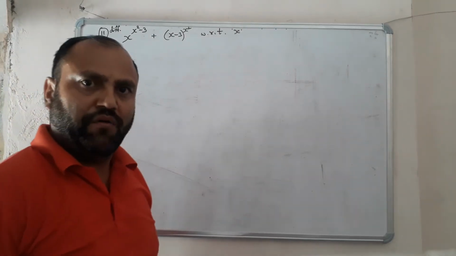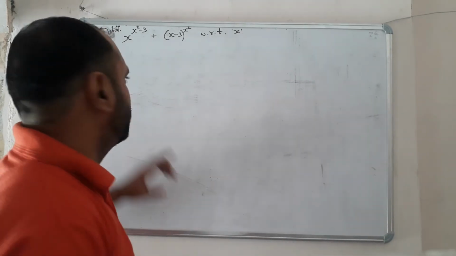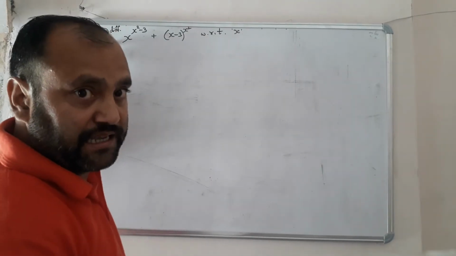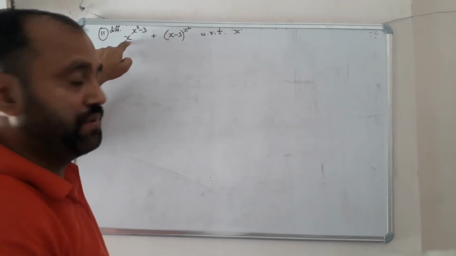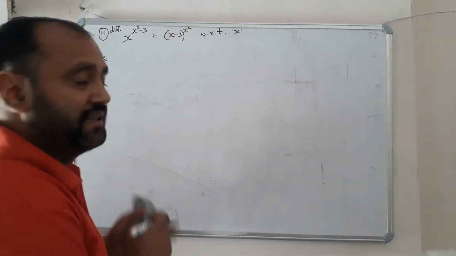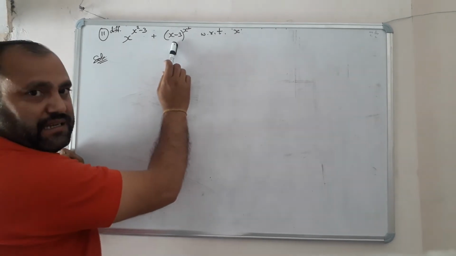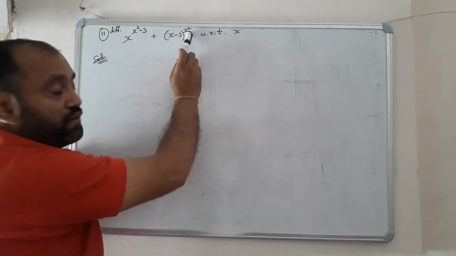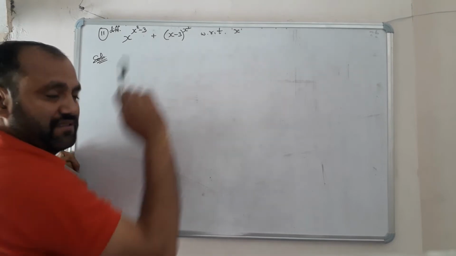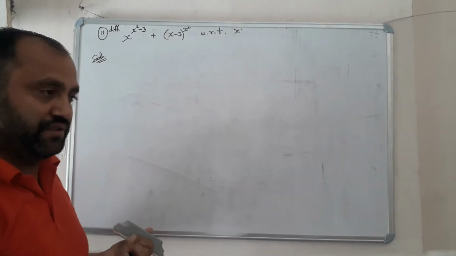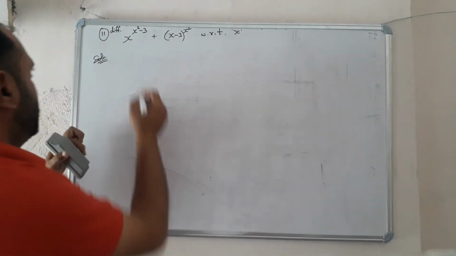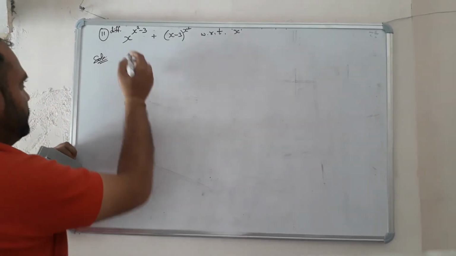Okay students, now next question is question number 11 from miscellaneous exercise. Differentiate x raised to the power x square minus 3 plus x minus 3 raised to the power x square with respect to x. So similar to the previous question, let us solve this question.